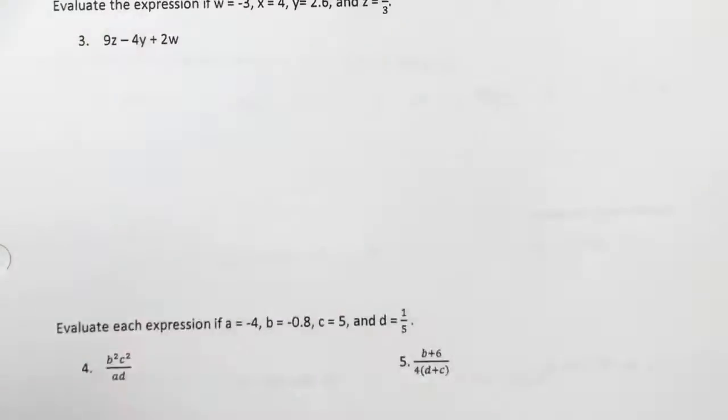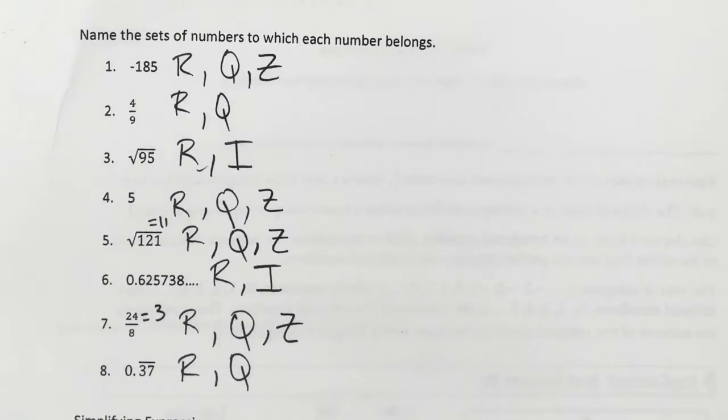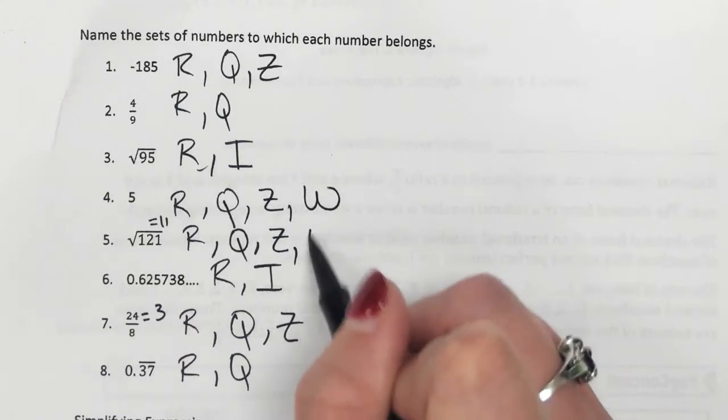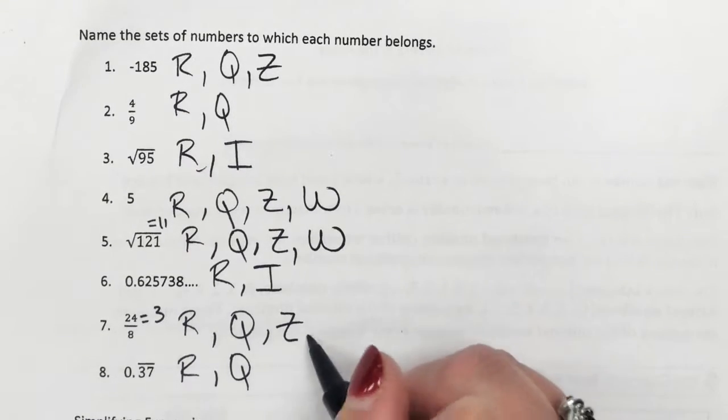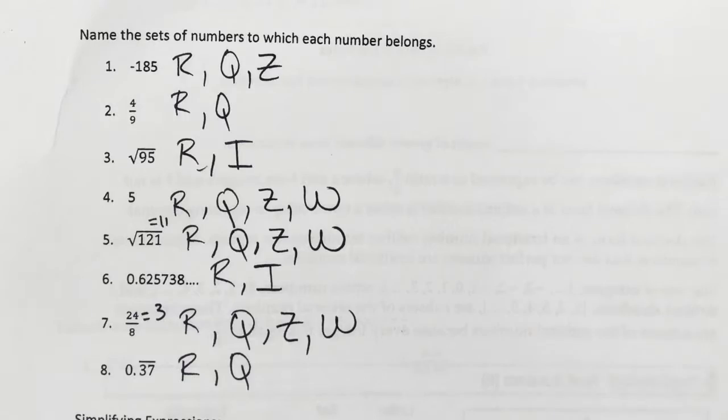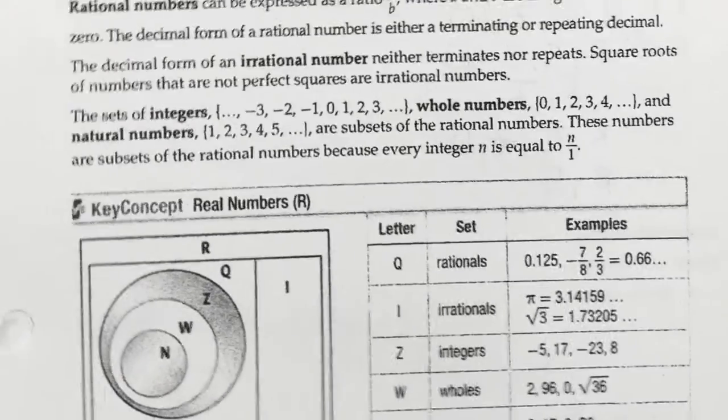So let's look at number 1. Whole number? Number 2? Nope. Number 3? No. Number 4? Yeah. Number 5? Yeah, because it was 11. Number 6? Nope. Number 7? Yes. Number 8? Nope. All right, last one. Natural.